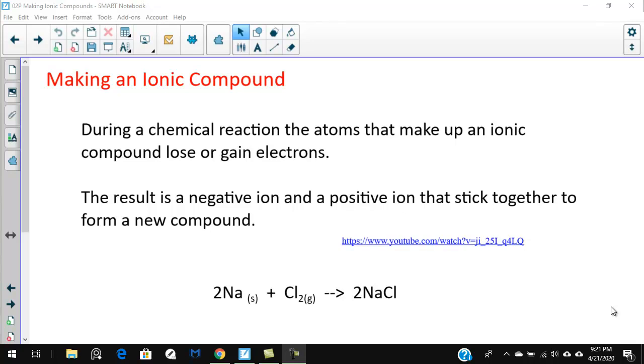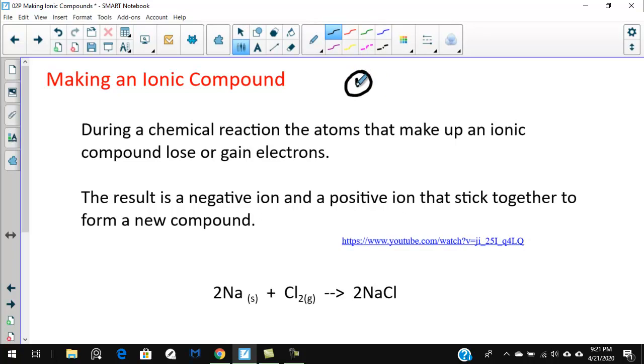Okay, now that we've worked on trying to determine the charges that ions have, we're going to next look at how to put ions together so that we can make a compound out of them. So if you remember back to electrostatics from grade 9, when we had things that were positive and another thing that was negative, they attracted one another.